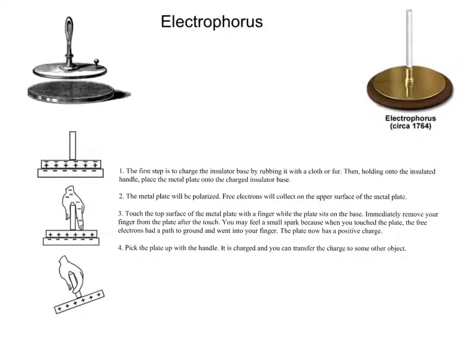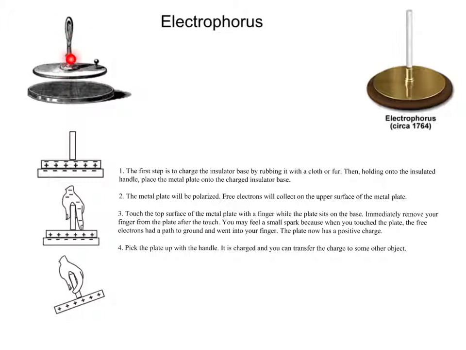So first, let's talk about the electrophorus. The electrophorus is a great piece of equipment. It was invented by Alessandro Volta in 1775, and it seemed to be like an almost endless source of charge. The electrophorus has two parts. It has a base made from an insulator and a metal plate that has an insulated handle. Here's how we use it.